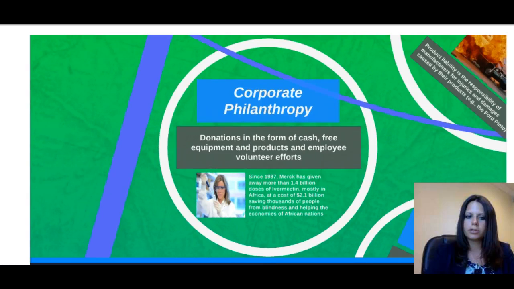Now, corporate philanthropy is a term you should be familiar with. This is any type of donation that a corporation provides in the form of cash. It might be free equipment, like the Bill and Melinda Gates Foundation, Microsoft, providing computers to a college. Or it could be employee volunteer efforts. There might be a day that everybody goes out and helps clean up trash in the community. You'll see an example of that on the screen with Merck, who developed a drug and actually gave it to those who needed it because there wasn't really a market for it, but it was still a cure for a very tough disease.